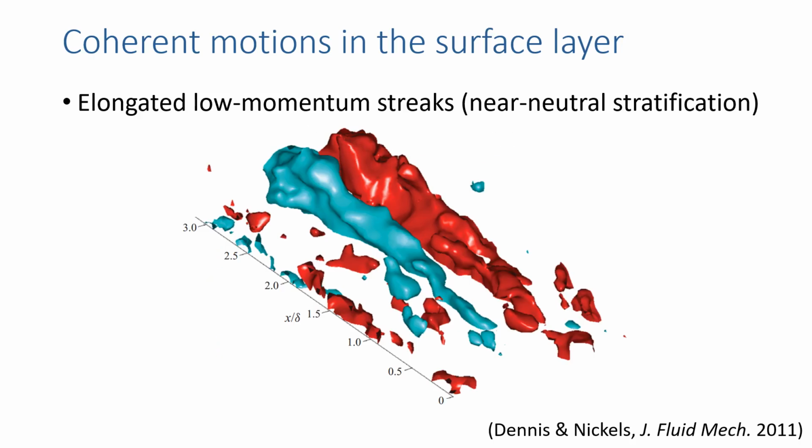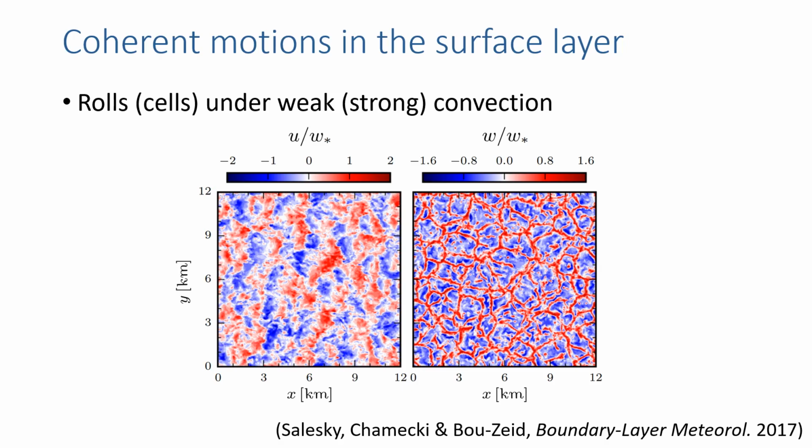Shown here is a more three-dimensional representation of these streaks from laboratory measurements, where the blue region is a low momentum isosurface and the red is a high momentum isosurface. We also understand how these coherent motions can change under different stability conditions. For instance, in an unstable boundary layer, we observe thermal rolls for weak convection, and these rolls transition to open cells under strong convection. An example of these cells is easily apparent from the vertical velocity field on the right-hand side here.